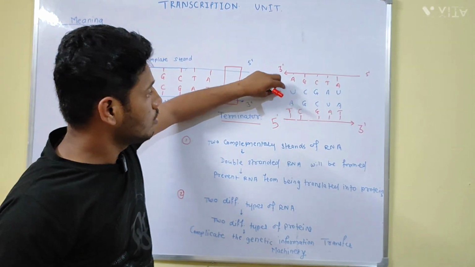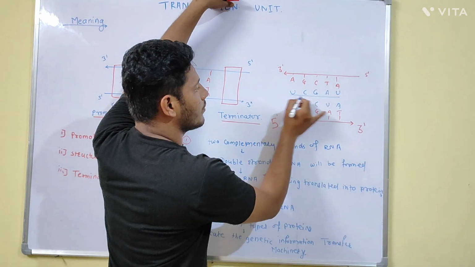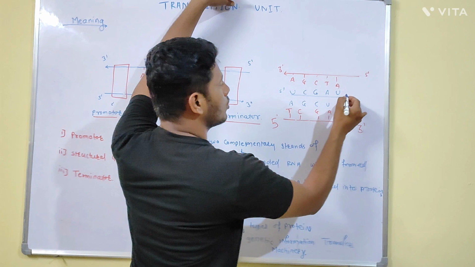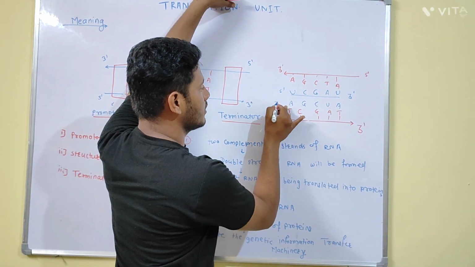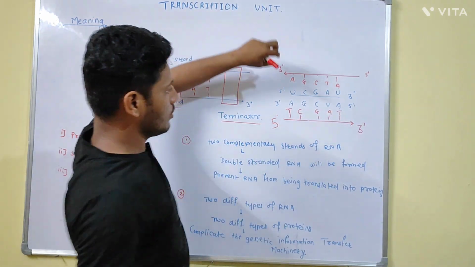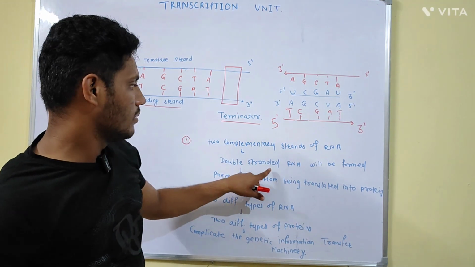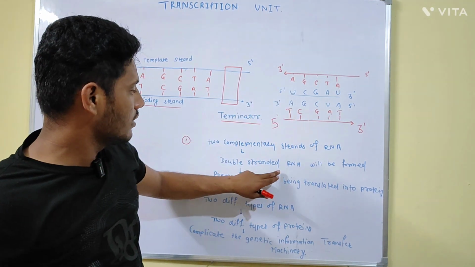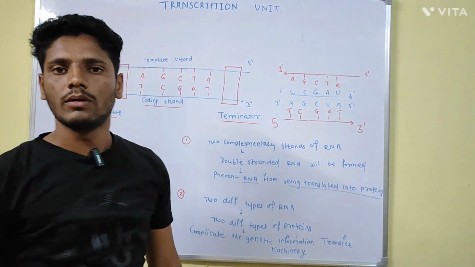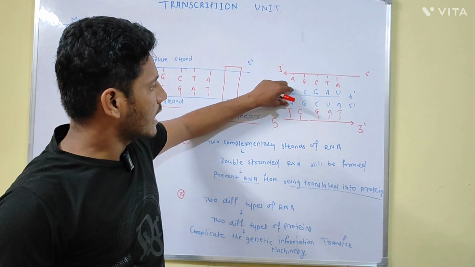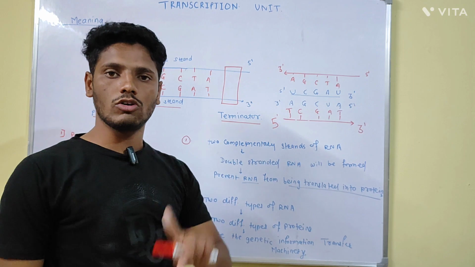Now look at these two strands. This strand will have the direction of 5 prime to 3 prime, and the direction of this strand will be 3 prime to 5 prime. Now these two strands are again complementary, and they will form the double stranded RNA. This double stranded RNA will prevent the RNA from being translated into proteins. It means this RNA will not undergo the translation process and will not form the proteins. This is one of the complications.